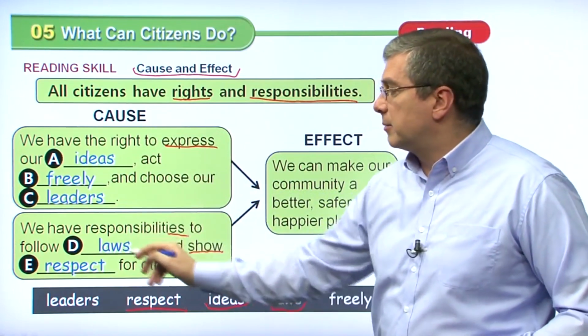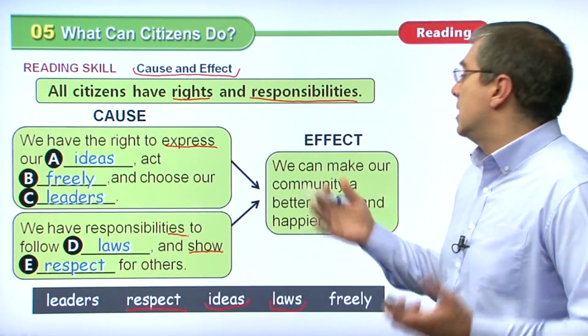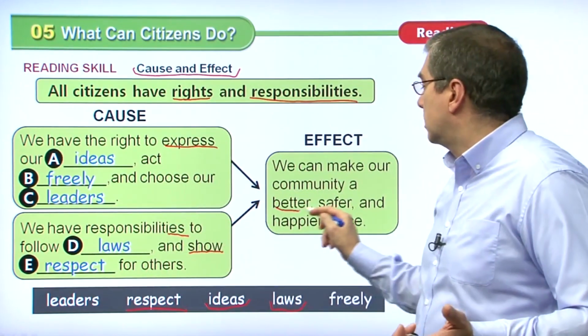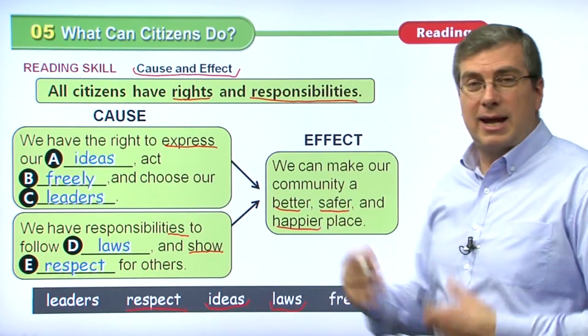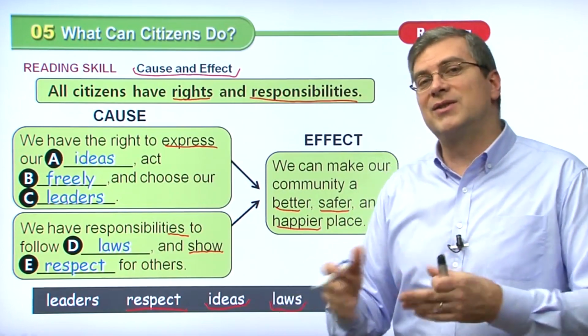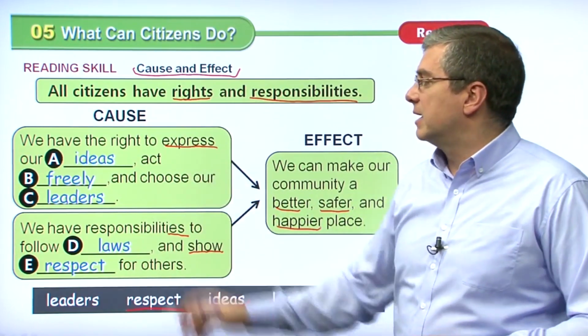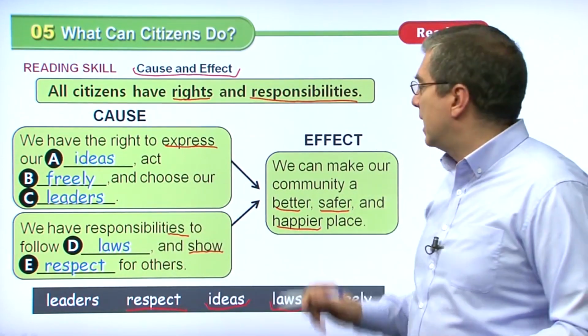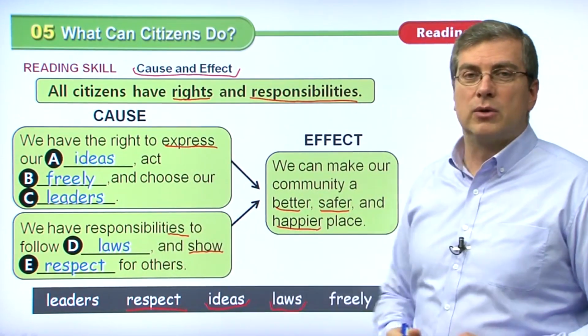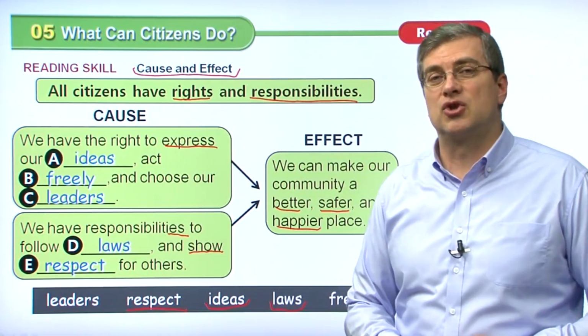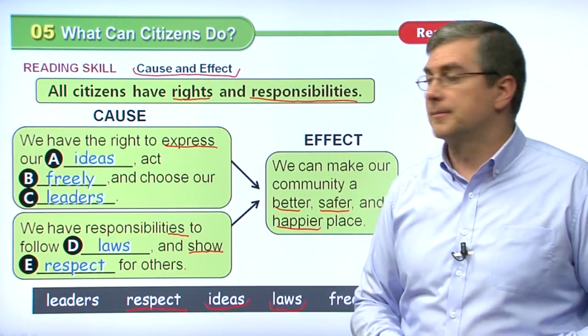Okay, so if we do these things, because we have the right to do these things and we have the responsibilities to do these things, what is the effect? We make our community better, safer, and happier. And that's basically a very good organizational chart for our reading passage. First we talked about rights, then we talked about responsibilities, and we talked about what the effect of those are. It's a very good organizational chart for our reading passage.